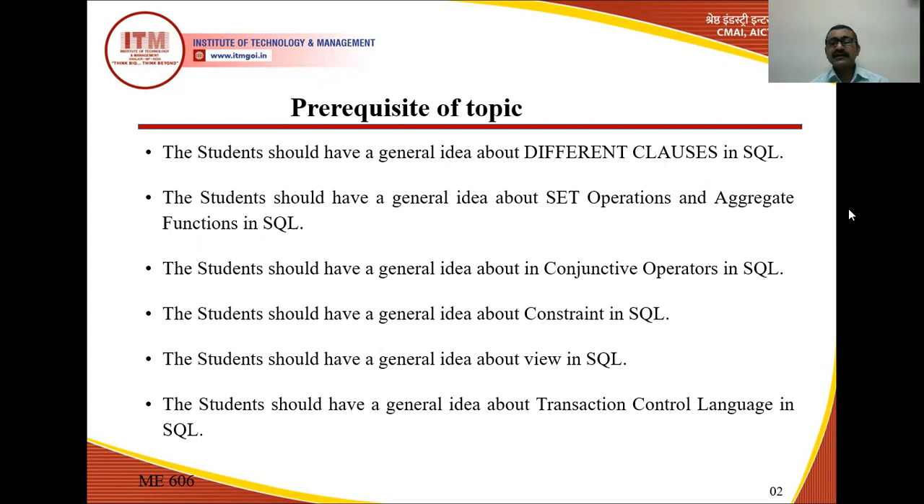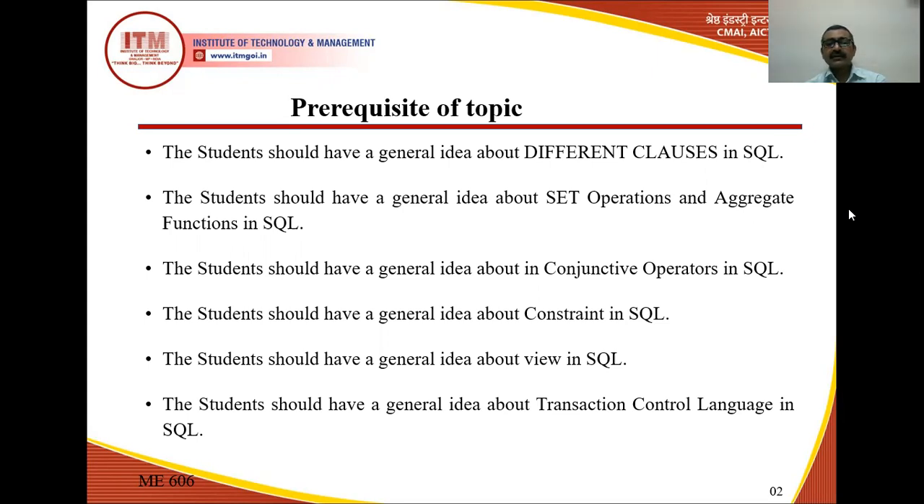Now we have to discuss the conjunctive operator. So these conjunctive operators have two types. First one is AND and second is OR. It is also known as a logical operator. So this type of operator we can perform on a particular table, and then it gives the outputs for the AND operator and the OR operator.